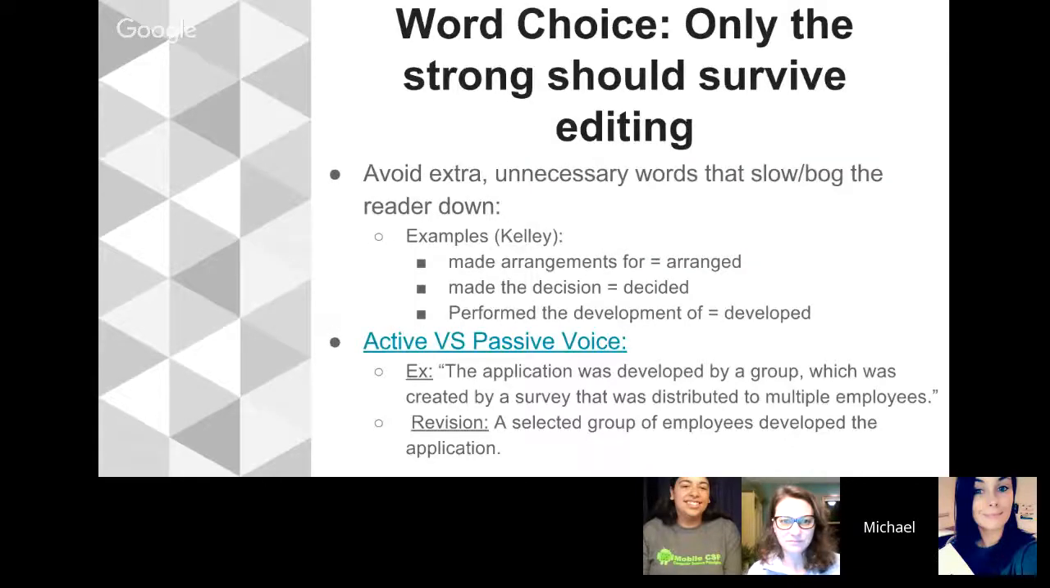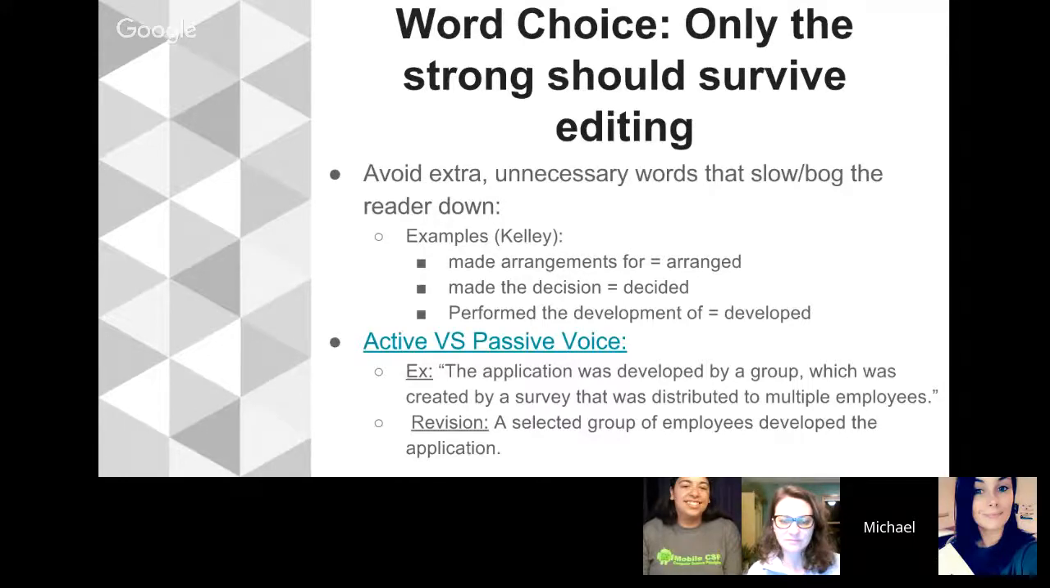Word choice. I put only the strong should survive editing, because we're in the editing process here. Kelly had some great examples there of "made arrangements for." I mean, you have three words there when really you could just use "arranged." And the problem with that is when you do that enough, if you only have 100 words, what a waste of two words in so many ways. And it just becomes almost too long. Your writing becomes drawn out, like you have to take a deep breath to say your sentences.